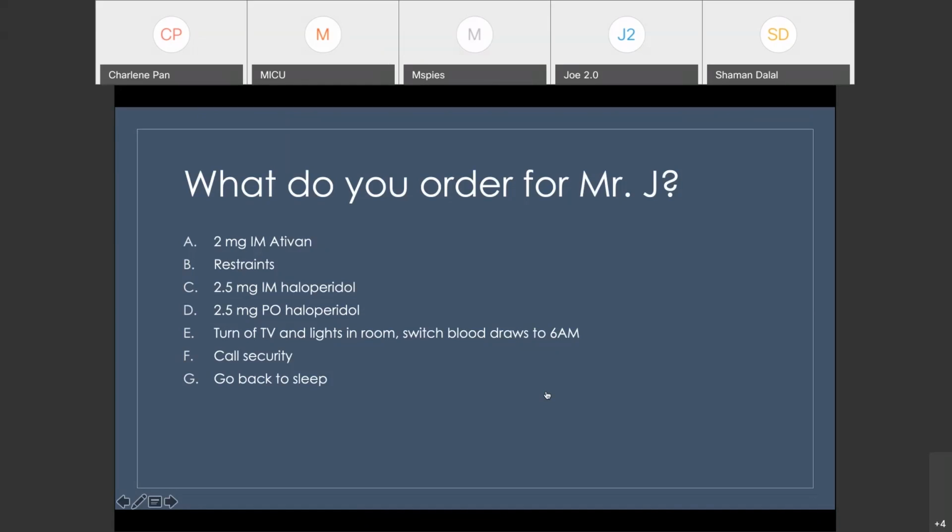I feel like all of these can be right. Depending on security, if they're really physically violent, it's actually encouraged not to go into the room at all. But yeah, any of these answers can be right. Again, it depends on the context. Maybe not go back to sleep. E is always right. Maybe not the go back to sleep part, but most of them can be right.